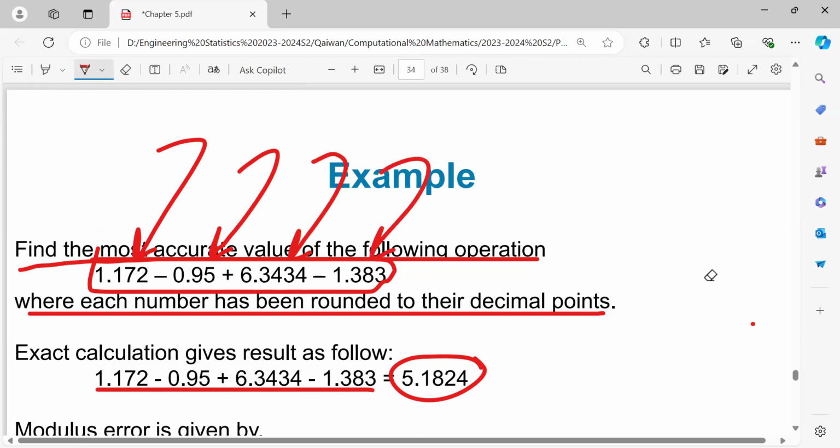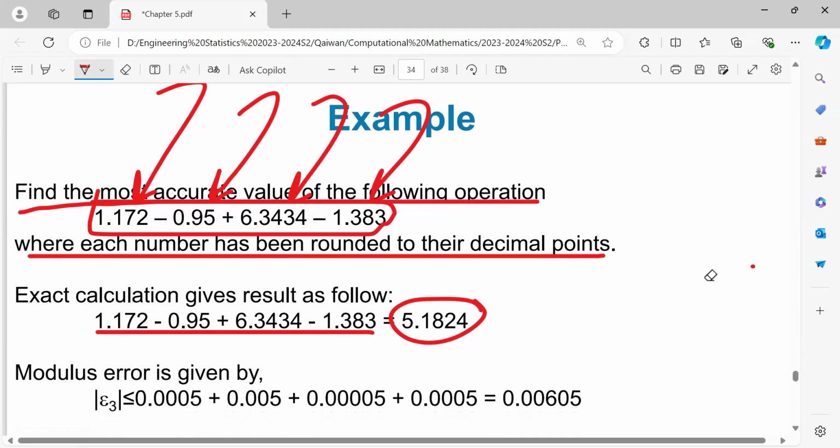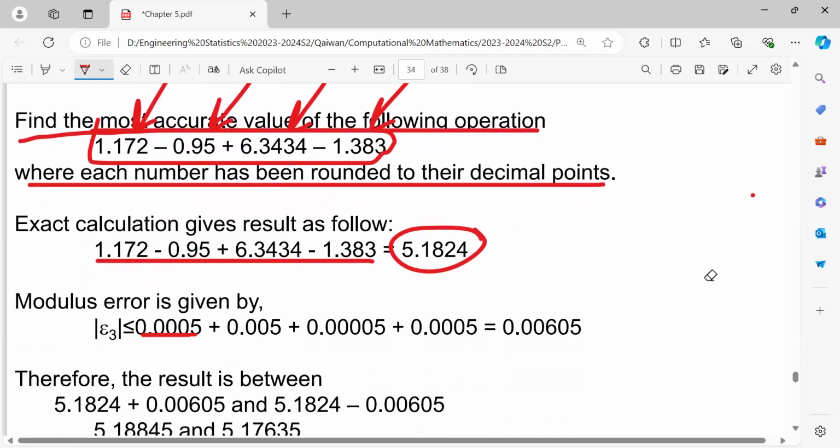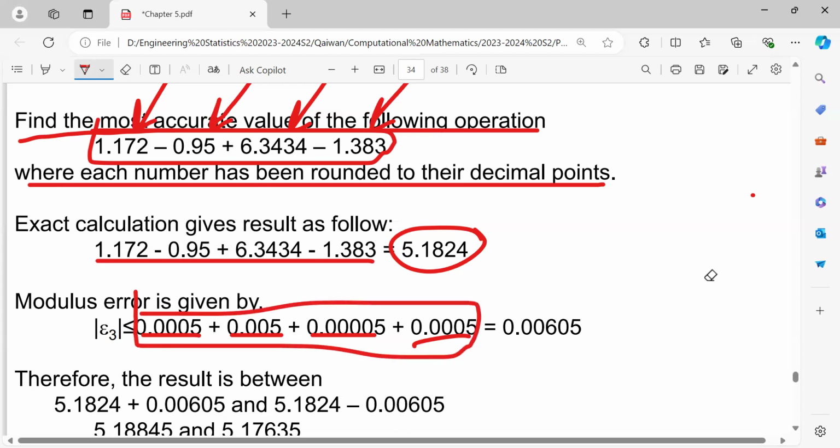Here we find the error for each. We have 4 numbers, so we need to find the maximum error for each. And then we always find the sum of errors. We don't care about these operations, whether they are plus or minus. We always find the sum of errors for the modulus error.